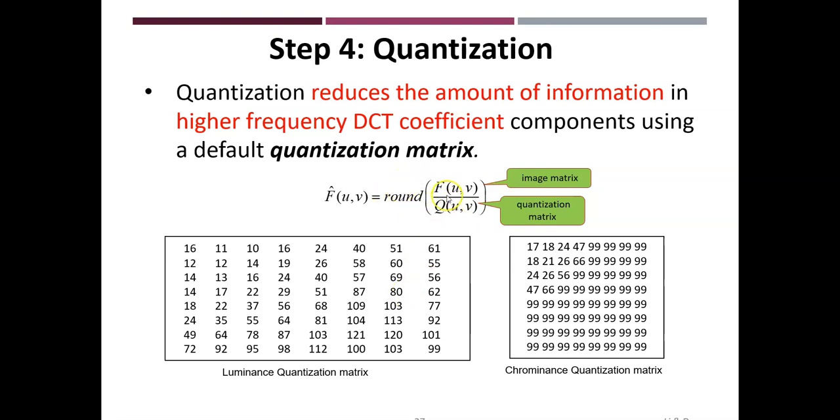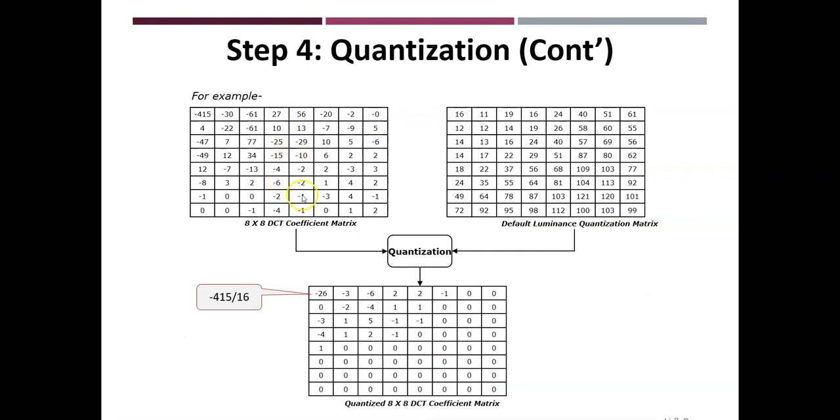For the quantization matrix, we have two parts: the luminance quantization matrix and also the chrominance quantization matrix. So these are the default values that will be used to calculate the quantization. Okay, so here this is the 8x8 DCT coefficient matrix that we got earlier. So we divide it with the default luminance quantization matrix. So we get the quantized 8x8 DCT coefficient matrix.